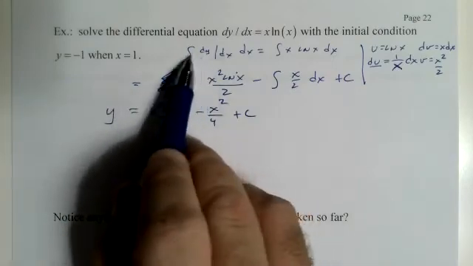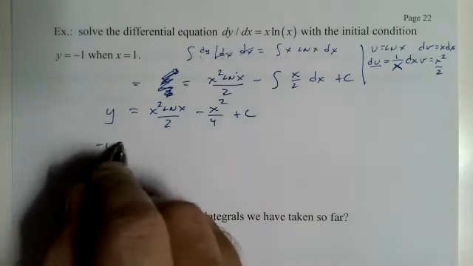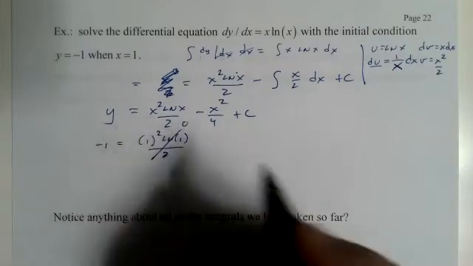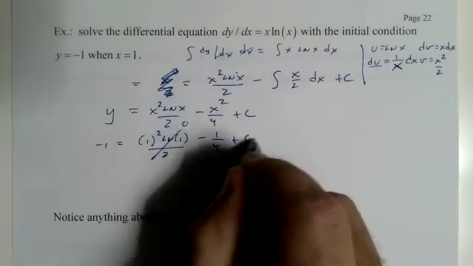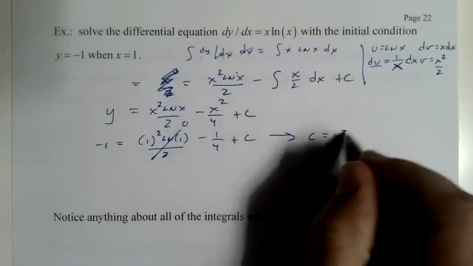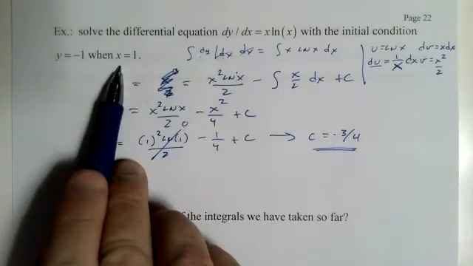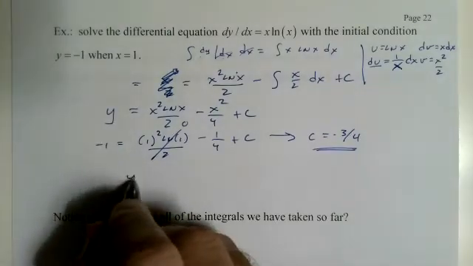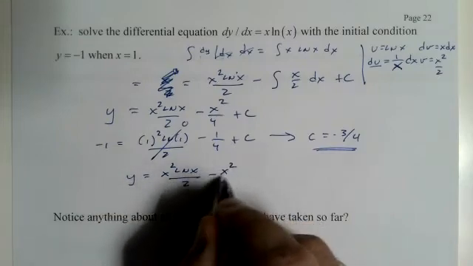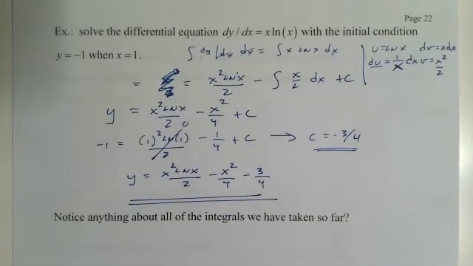And that's y. The integral of dy, because these are going to cancel, is just y. Oh, by the way, -1 equals 1 squared ln of 1 over 2, which is 0, minus 1/4 plus c. Add 1/4, I get -3/4. I'm not even sure how we do that, plugging that in the other way, so let's not do that. y equals x squared ln of x over 2 minus x squared over 4 minus 3/4. Cool.